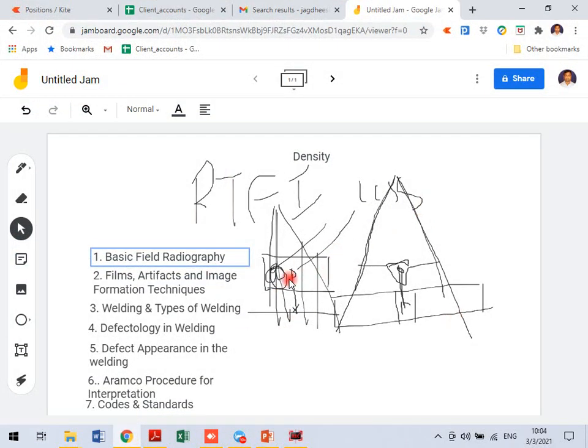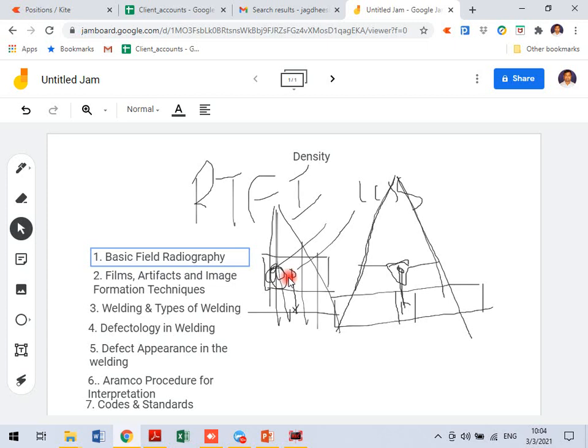No problem, but you should understand this. Why should you understand this? Without understanding this, you cannot interpret the film. Why is this more dark? Why is this less? You have a defect in the weld. What is this defect? How will you know? If you have a defect in the weld and it is in the film, anybody can say, okay, there is a defect.